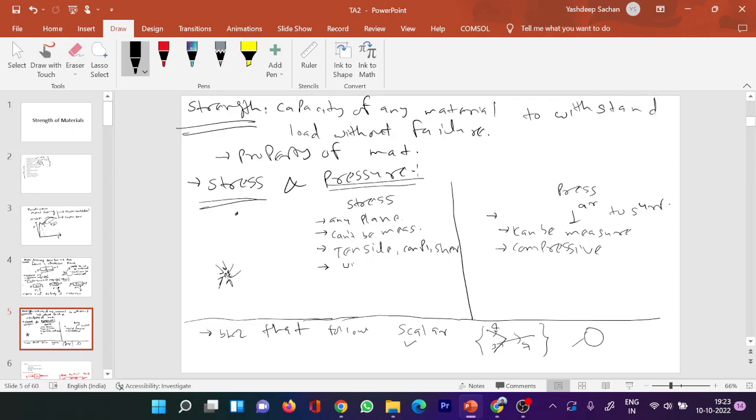So stress will be different at a point in different directions. Here it will be the same.